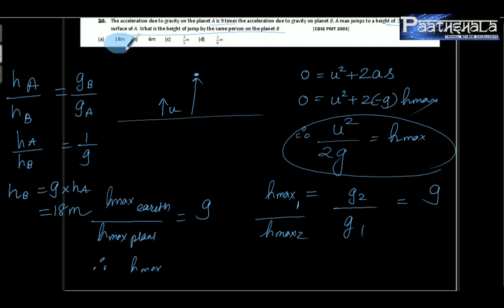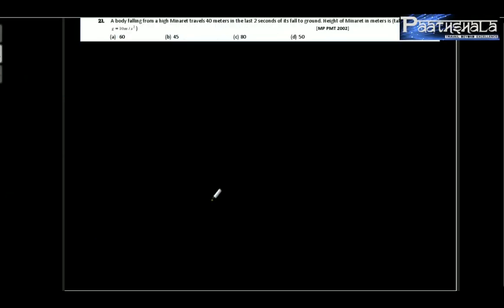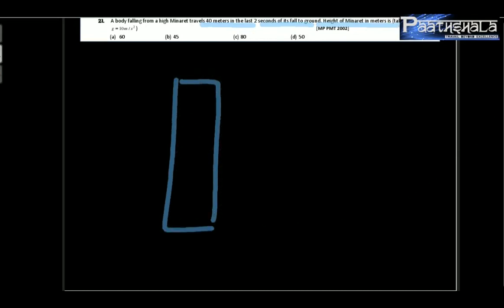easy question again. A body falling from a height, from a minaret, basically travels 40 meters in the last 2 seconds of its fall. The height of the minaret is what? So basically there is a building over here, a body has been thrown from the building. We have to assume that it has been thrown from rest. In the last 2 seconds it travels a distance of 40 meters.